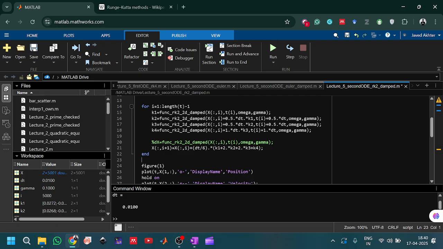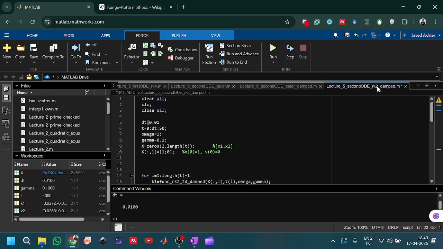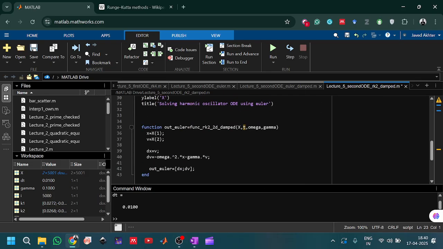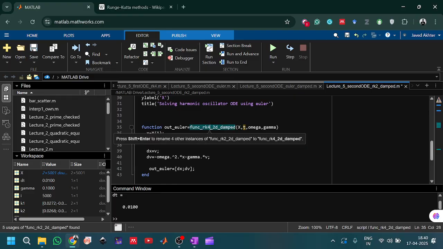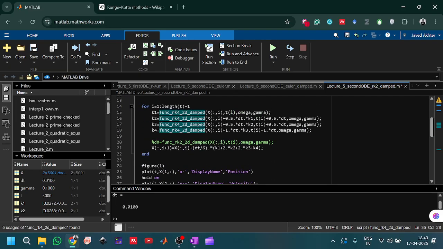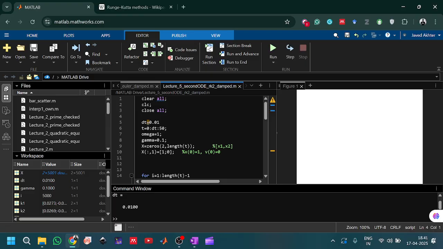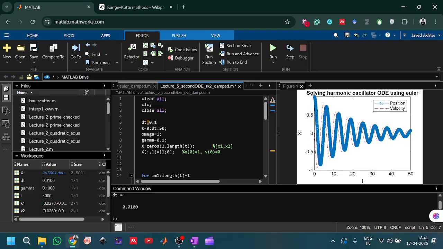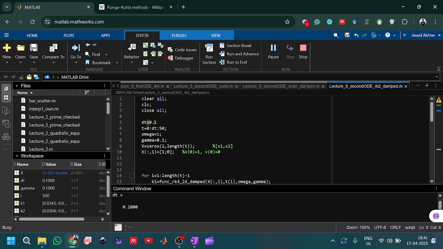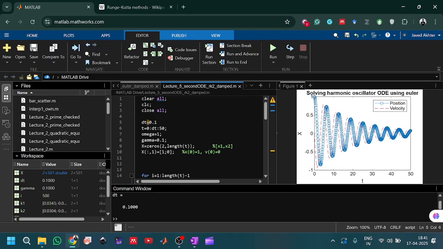Now it is RK4, so let me rename it. Shift enter. Everything will be changed here. Now save. It is saved as RK2 but it is RK4. So let me run it. Yes, and for RK4, even for a small number of data points, it will almost match your exact solution.